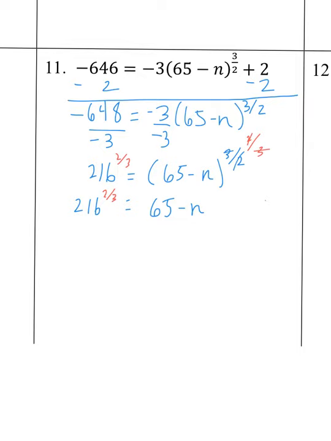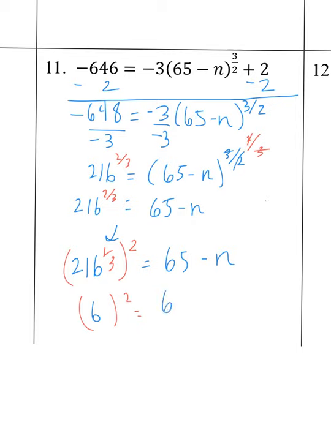And we can rewrite that exponent as 216 to the 1/3 squared equals 65 minus n. The cube root of 216 is 6. 6 times 6 times 6 is 216. And then we take one of those 6's. So 6 squared equals 65 minus n. 6 squared is 36.